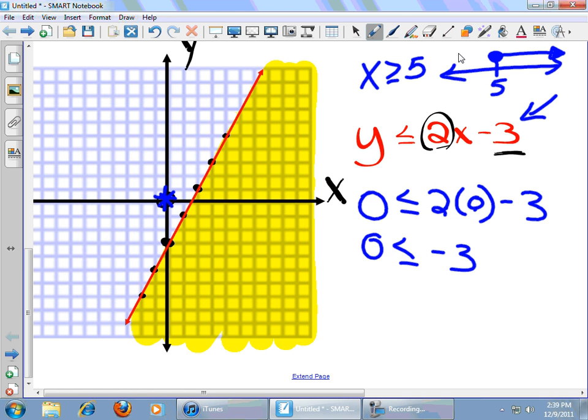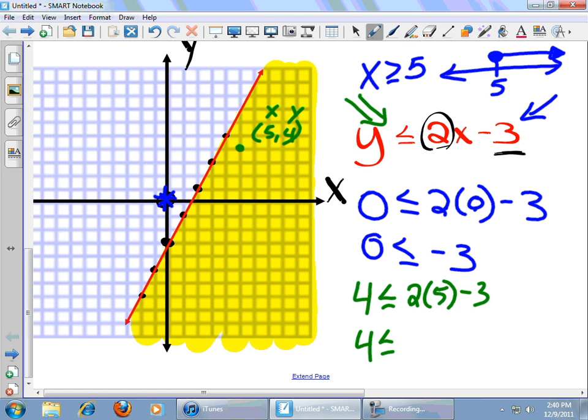The points that are the solution to this inequality include all the points on the red line and all the points in the yellow region. That means if I pick a point, say 1, 2, 3, 4, 5, the point 5, 4, and put 5 in for x and 4 in for y, I'll get a true statement. Watch. 4 is less than or equal to 2 times 5 minus 3.